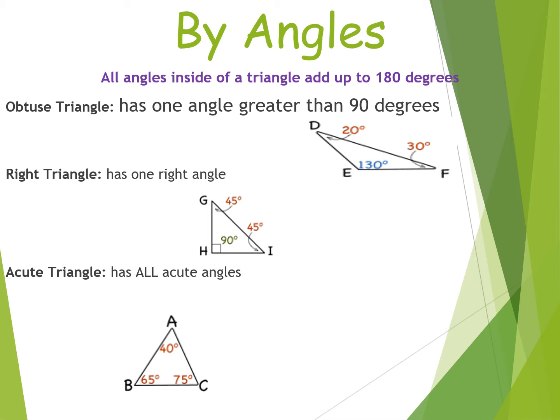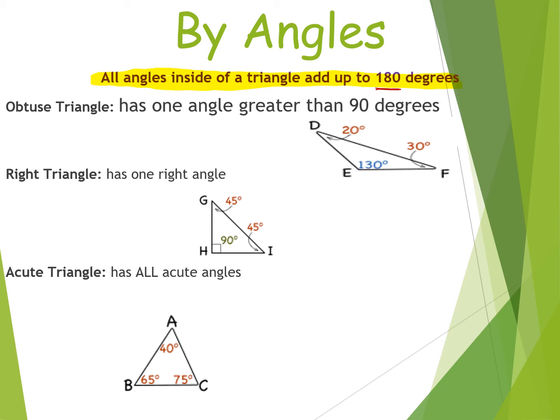Now, before we get started, I'd ask you to go ahead and underline this top sentence here. All angles inside of a triangle add up to 180 degrees. That means if I take the measurement of all three of the interior angles and I add them together, the sum will equal 180 degrees. If it does not equal 180 degrees, then something is wrong, okay? All right, so 180 degrees.